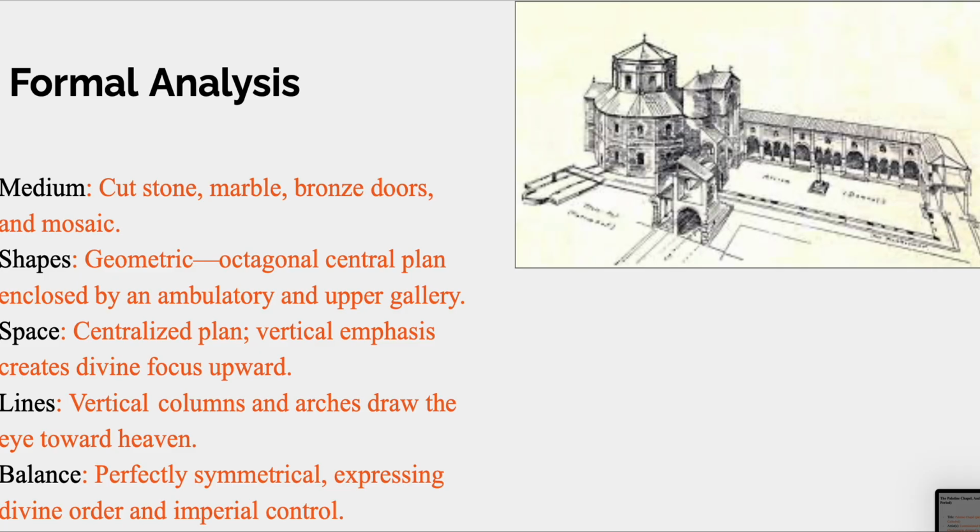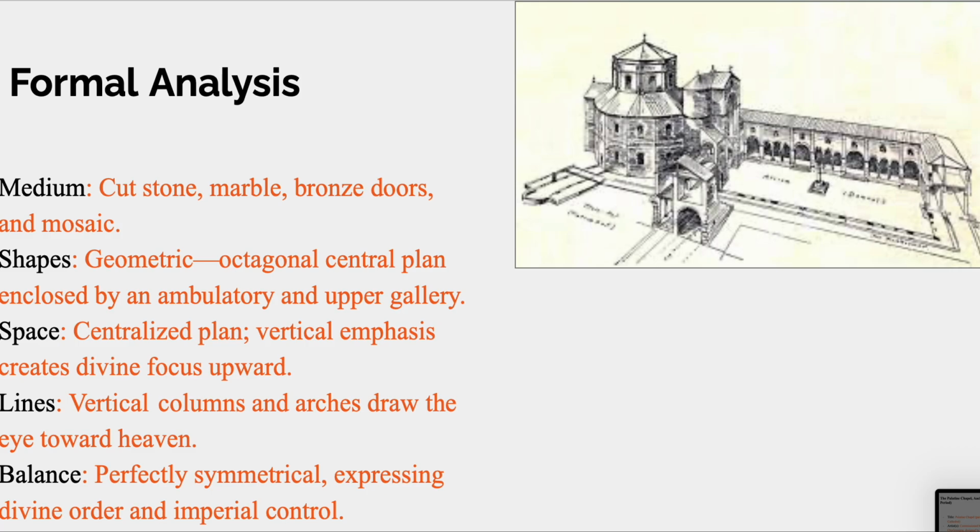The space was a centralized plan. What that means is a vertical emphasis, creating divine focus upward. So everything led your eyes upward, attracted your attention towards the ceiling. And as seen in the previous slides, in slide 2, you do see the top of the cathedral as everything is leading upwards.